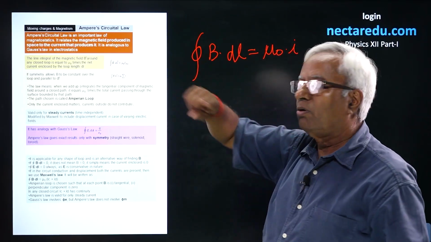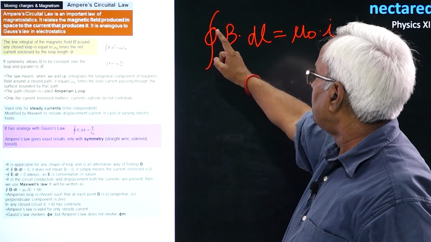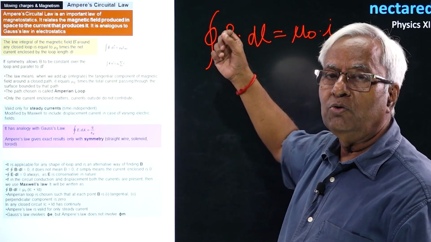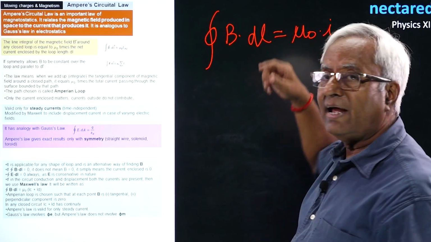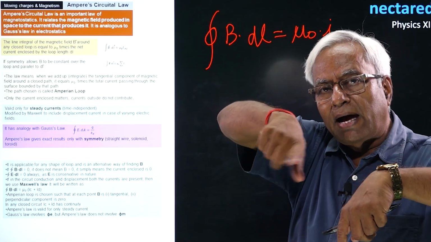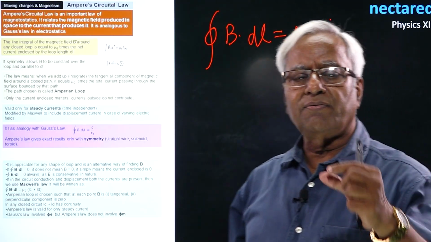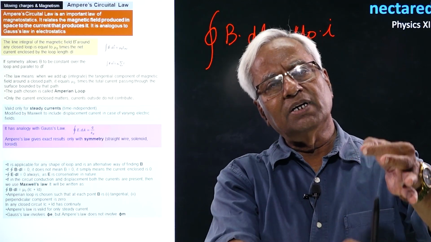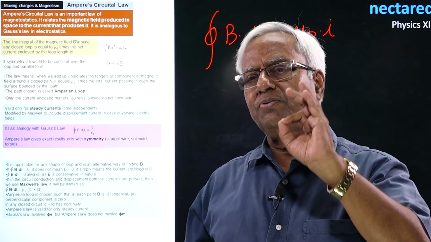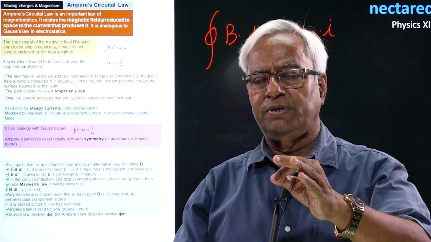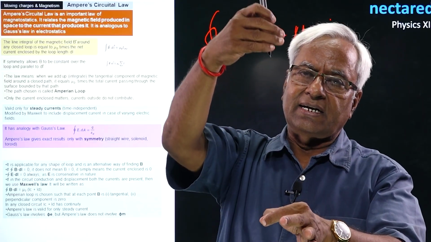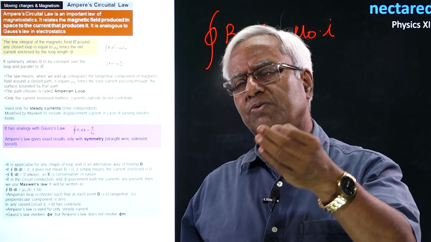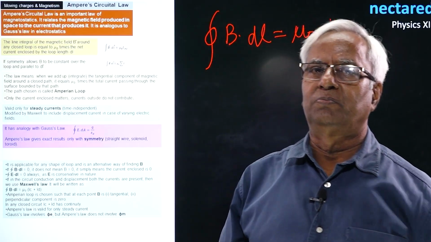How to interpret this law? The line integral of magnetic field on any closed loop is equal to the product of mu naught and the current enclosed by that loop. The current will always either enter the loop, penetrate it, or emerge from the loop. So, whenever you say the current enclosed by the loop, it simply means either the current entering the loop or the current going out of the loop. That way, you could say current threading the loop.